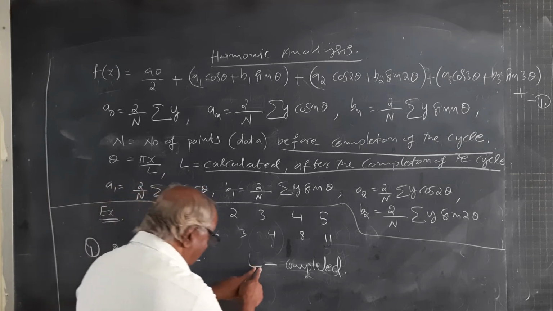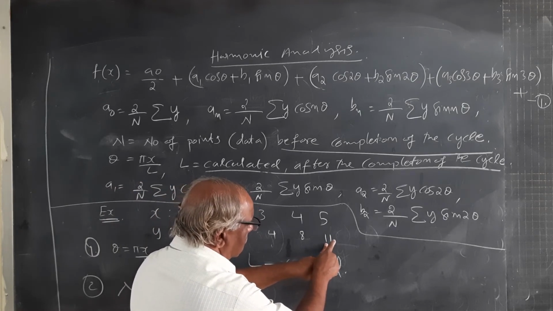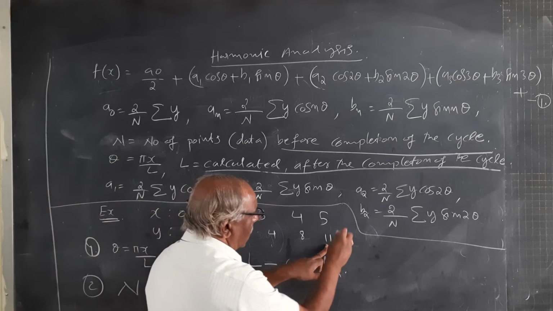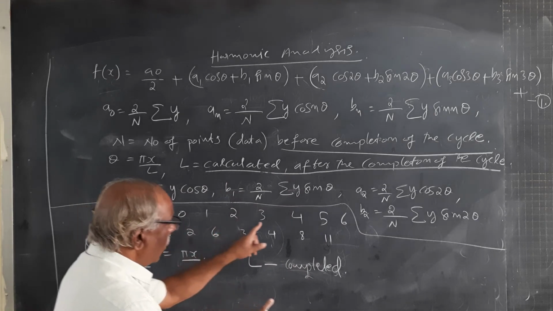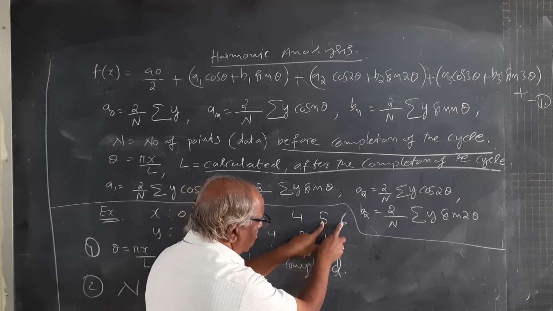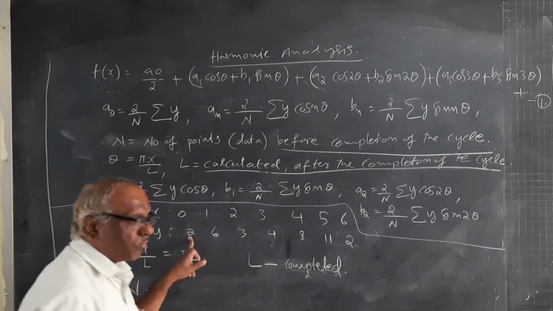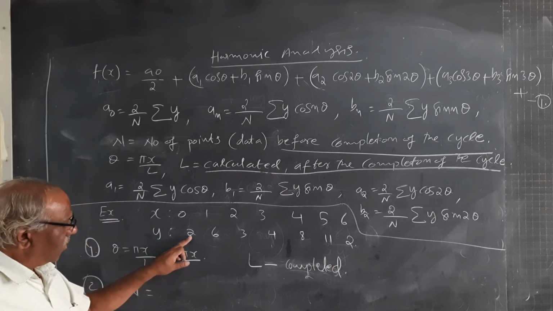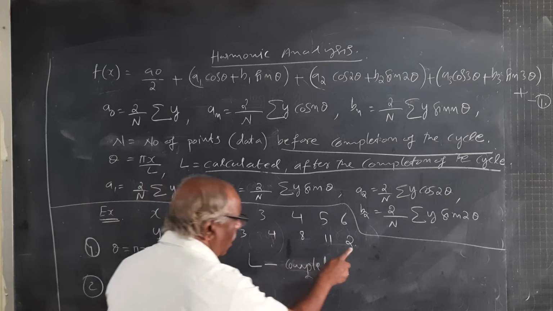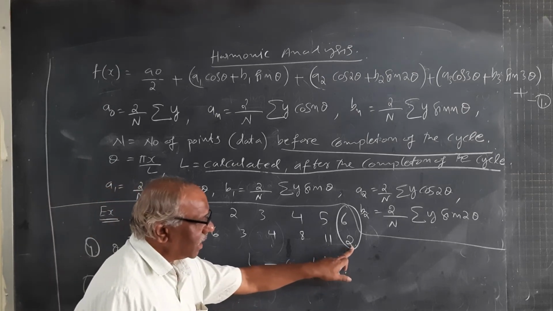That means to calculate L, I have to see that the last output and the first output are the same. Here they are not the same. Therefore, I am continuing this data. 0, 1, 2, 3, 4, 5 is there. What is the next value? 5 plus 1, 6. Corresponding to 6, this first entry I will write: 2. Now observe. What is the first output? 2. What is the last output? 2. They are the same. This is the extra entry I have added. Now this cycle is completed.